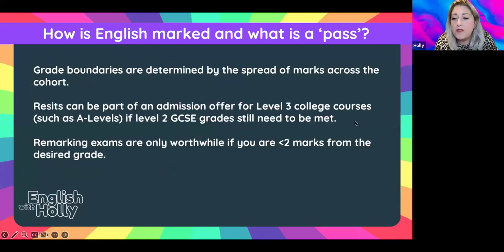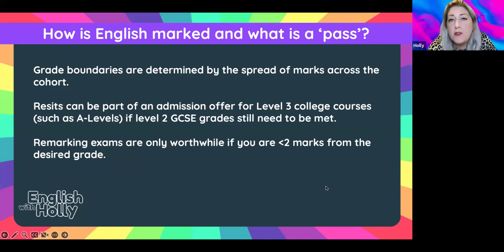And a few more points around this before we have a quick break. Grade boundaries are determined by the spread of marks across the cohort. If you've got teens that have finished their GCSEs in previous years and you've looked at grade boundaries, they change every year. I'm not a complete expert on how it's determined, but it is to do with how many 7s there are, how many 8s, and making sure there's an even distribution across them, which can be annoying, but that's the way it is. And it's always been that way. It's not a new thing.